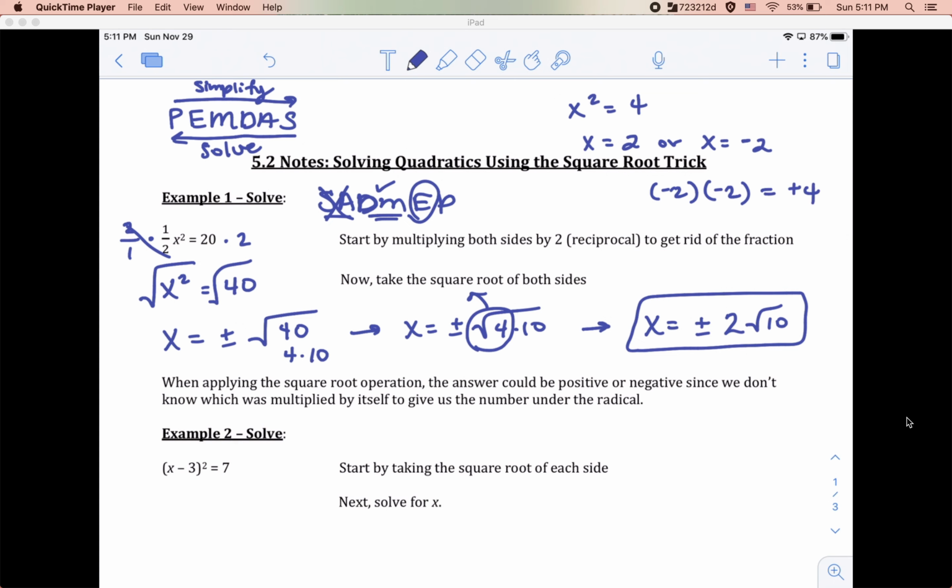also positive 4. So when you solve by finding the square root of something to get x by itself, to get x isolated, you need to show plus or minus, because there's going to be actually two different values that make that statement true. In this case, positive and negative 2.